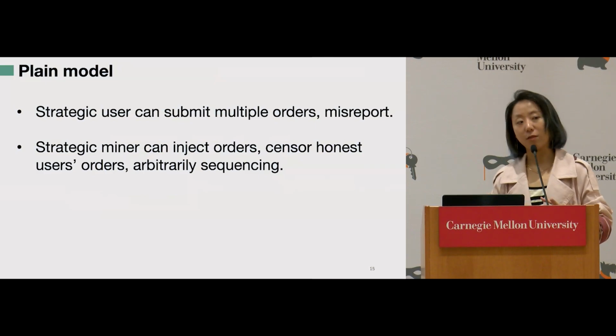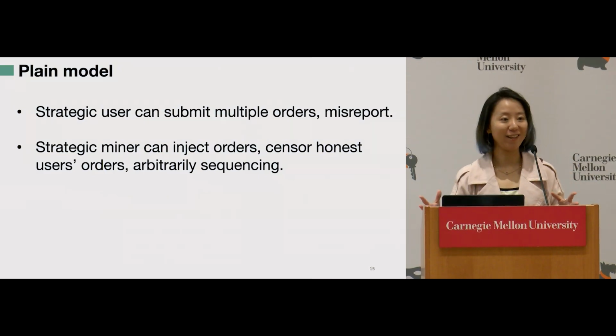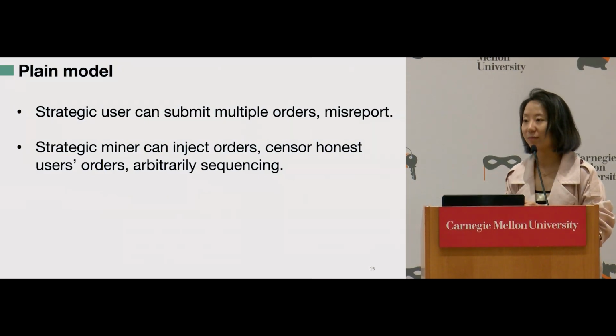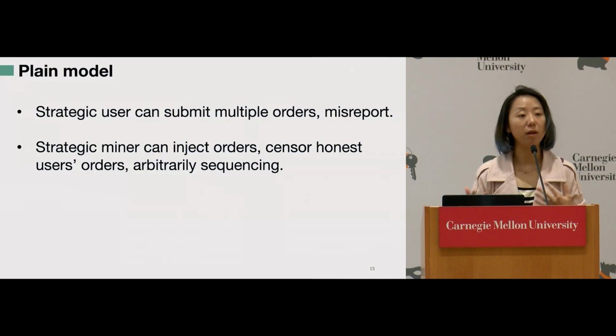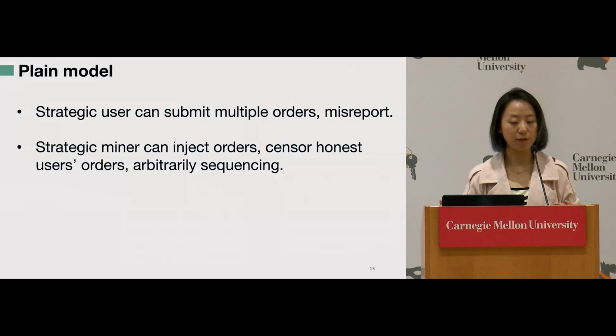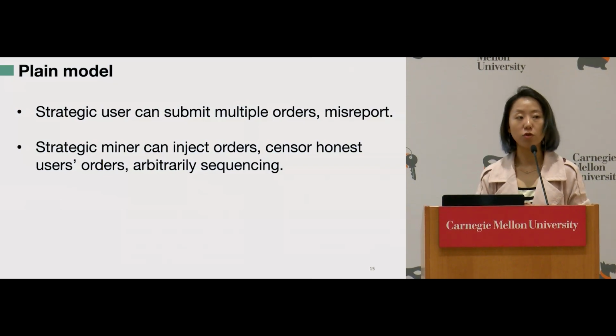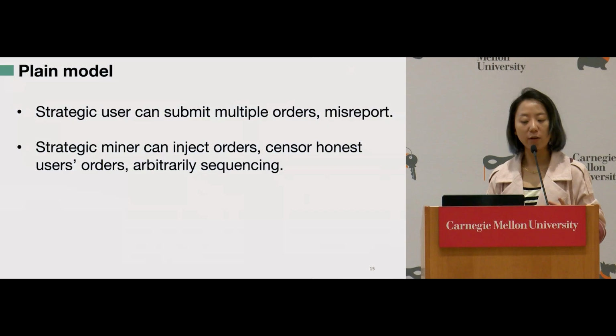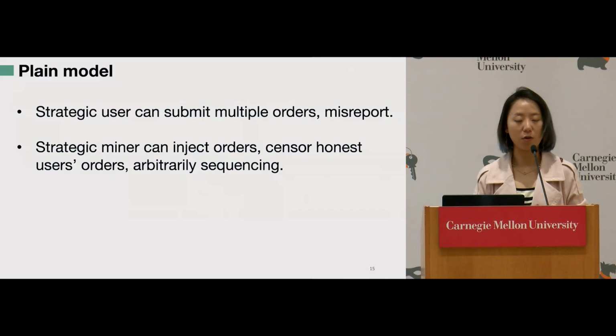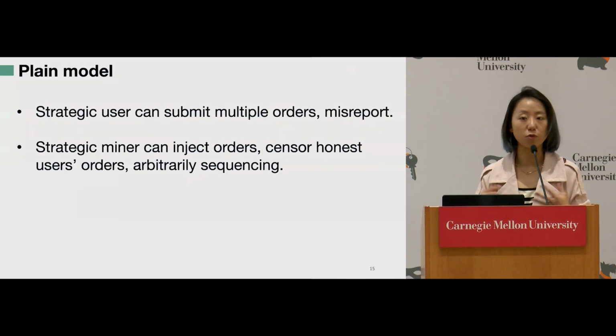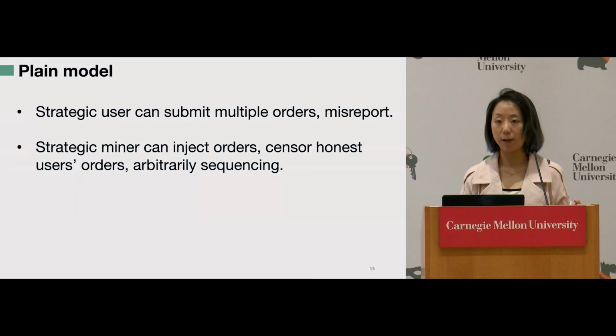However, in the plain model, the miner controls the ordering. So in the plain model, a strategic user can submit multiple orders, not necessarily just one, and it can specify the 4 attributes arbitrarily as it wishes. And the strategic miner just controls the block. It can inject orders, censor honest users' orders, and it can sequence or sort the orders in the block arbitrarily.